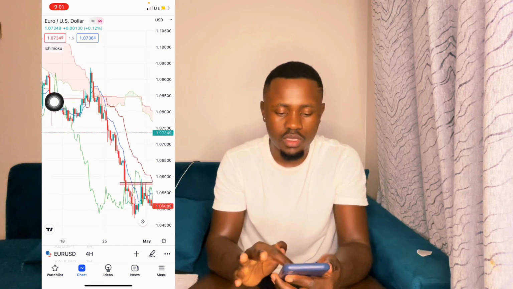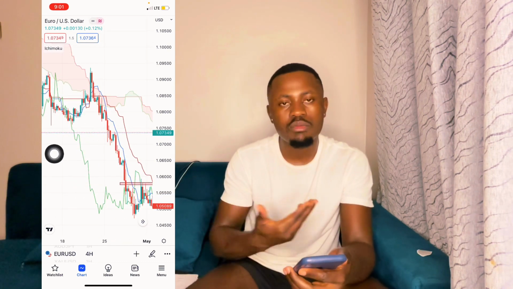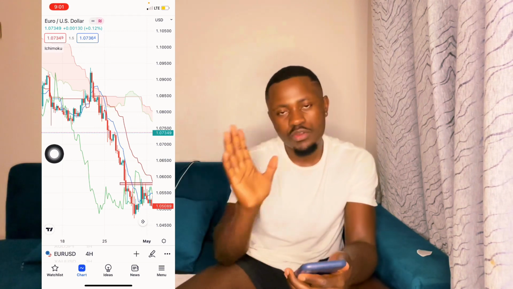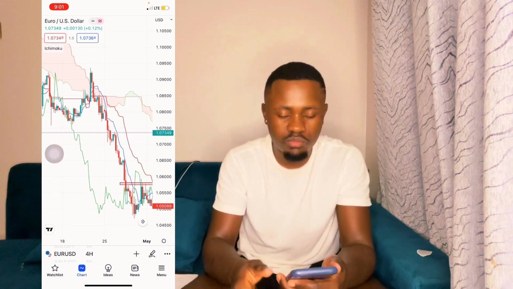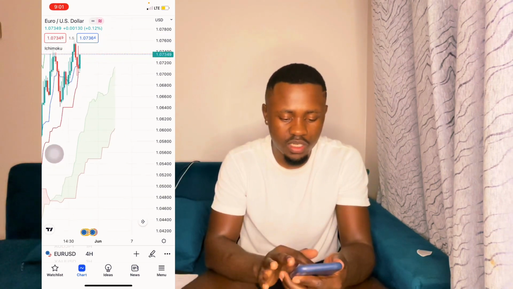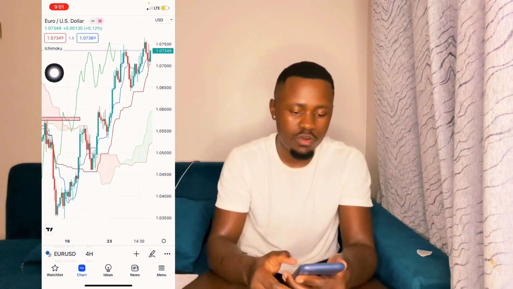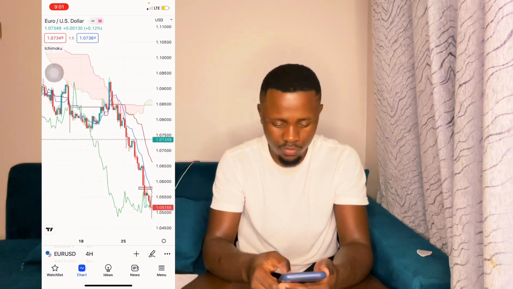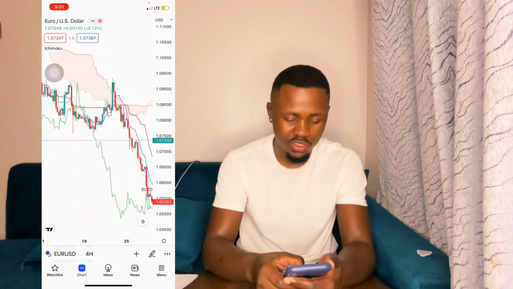Then also we have this green line. Whenever the market is in a downtrend, this green line has to be below the market, and the further it is from the market, the more the market is in a downtrend. Same when the market is in an uptrend, you can see the green line is away from the market. So that's my Ichimoku cloud. I'm going to be showing you how we use it.